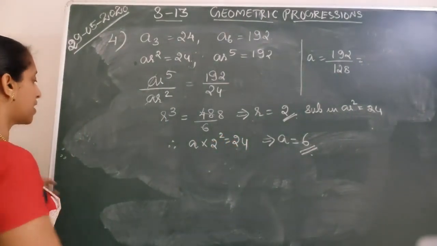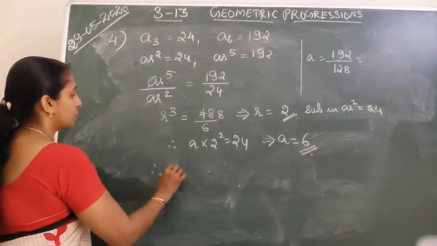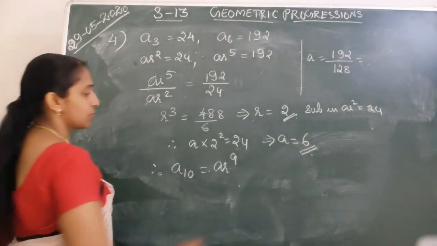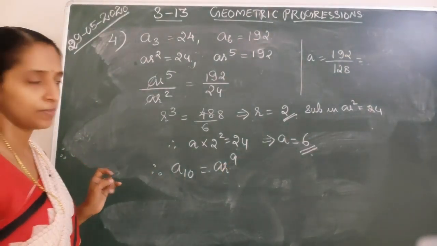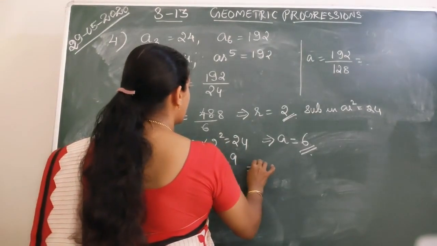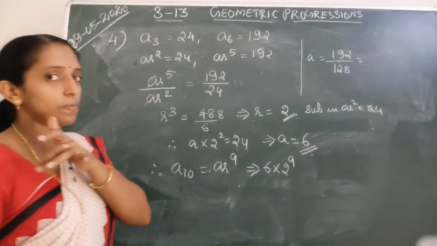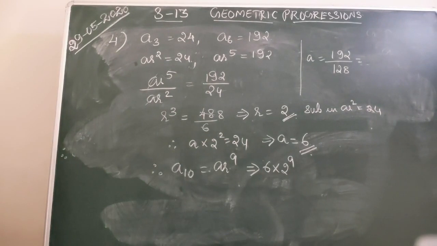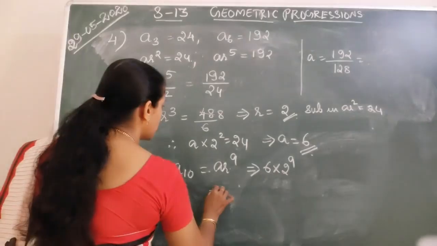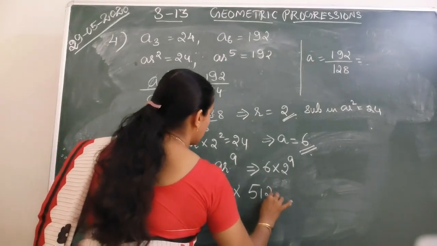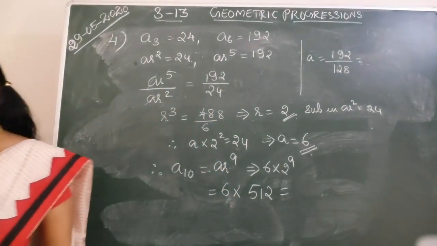Then you have to find the 10th term. Therefore, A10 will be equal to A into R to the power 9, and A is 6, 2 to the power 9. You know what is 2 to the power 9? Just now we have seen 2 to the power 10 is 1024. Therefore, 2 to the power 9 will be 512. Then multiply and write the answer.